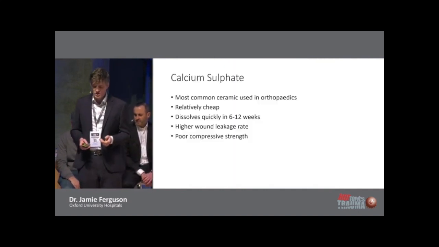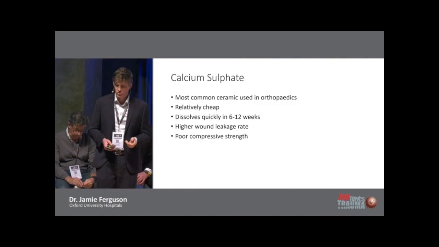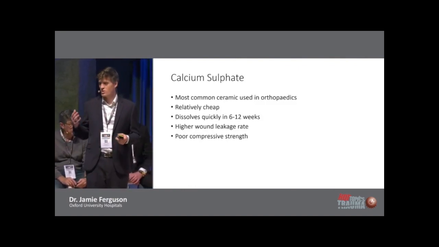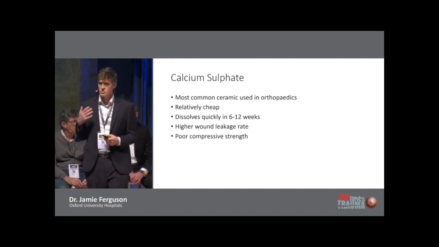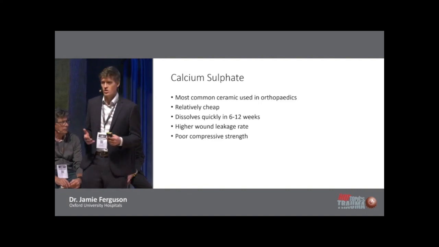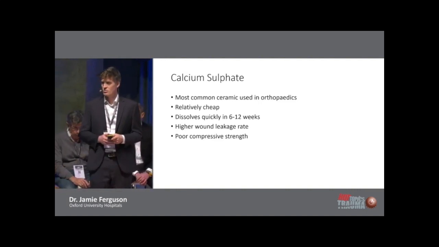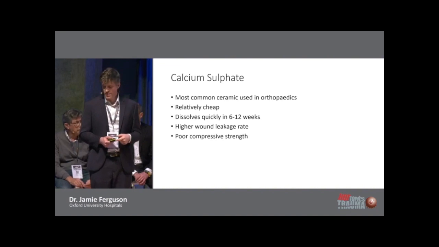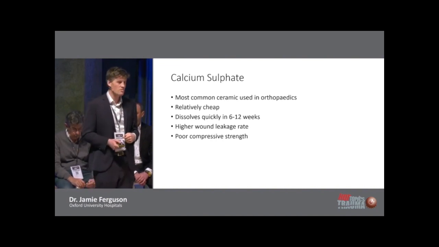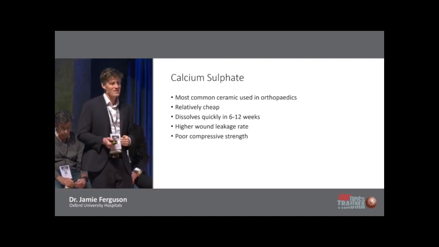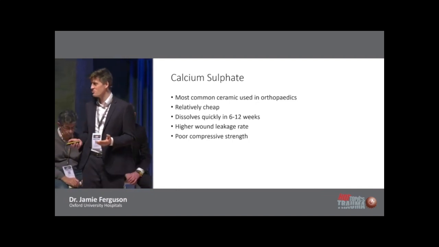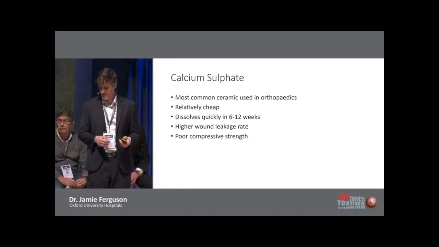Calcium sulfate is the most commonly used material. It's often used in isolation, but it's often added to other materials to make them what we call biphasic. The calcium sulfate dissolves quickly with the idea that you leave behind a scaffold of some longer acting material that will allow more bone ingrowth. It's cheap, but it dissolves quickly, and that's associated with problems with wounds. So it tends to leak, and it's got very poor compressive strength. When you put it in, it very quickly dissolves, and it doesn't really offer any support to the bone.